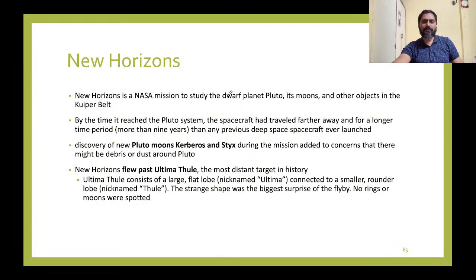So the New Horizons mission has been sent to the Kuiper belt. It has studied Pluto, and it has helped in finding the moons of Pluto, that is Kerberos and Styx, and has also observed Ultima Thule, the most distant target in history.